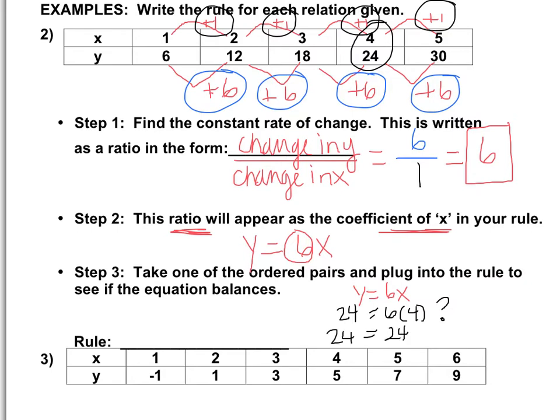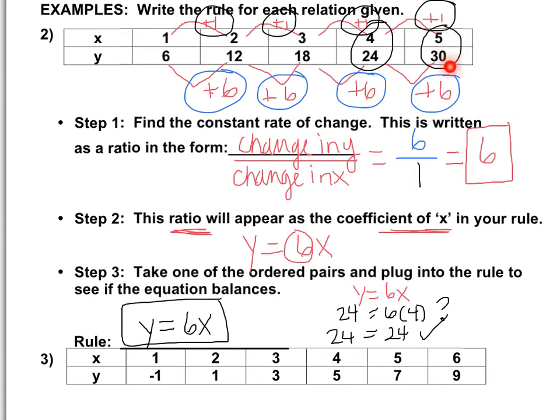So it appears that this rule is correct. So my rule, or my function, for this table looks like it's 6x. And you can go back and check all of these ordered pairs. If you look at this ordered pair here, 6 times x, 6 times 5 would equal 30. This one here, 6 times 3 equals 18. 6 times 2 equals 12. 6 times 1 equals 6. So you can see that the rule does appear to fit.